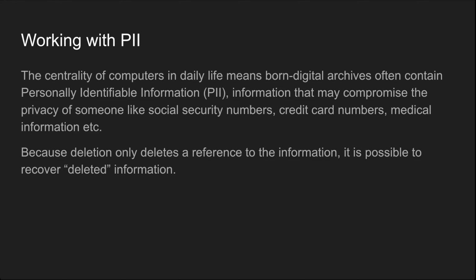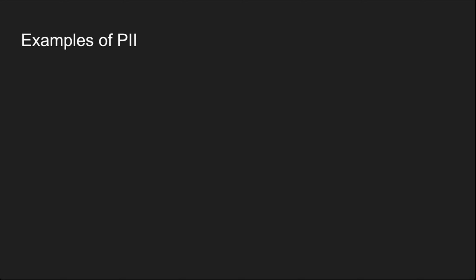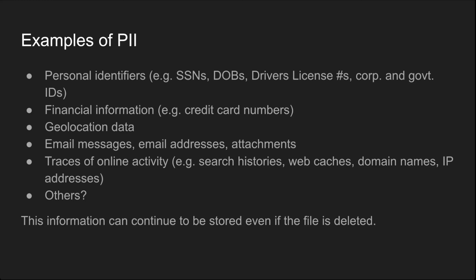And now I've said this a couple of times, but what is PII? So PII is information that helps identify or otherwise represent somebody. And classic examples of this include things like social security numbers or credit card numbers. But it can also include things like tax records or medical information or traces of online activity like search histories and web caches. All this stuff is like things that could be used to assume somebody's identity, to find out information that they don't want to make public.